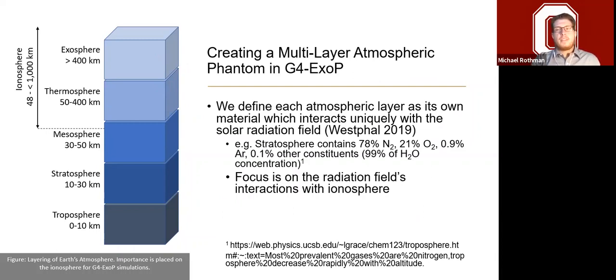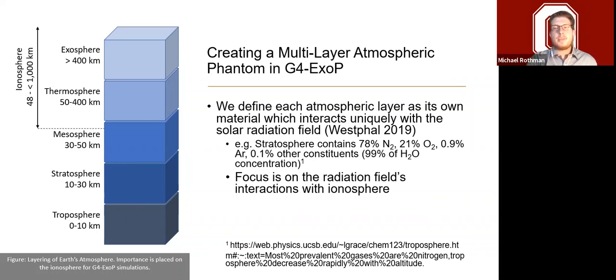For example, the material of the stratosphere would be composed of 78% nitrogen, 21% oxygen, 0.9% argon, and the remaining 0.1% would be a mixture of other constituents such as water, ozone, and carbon dioxide. In contrast, however, the ionosphere will contain mostly ionic nitrogen, oxygen, and helium.